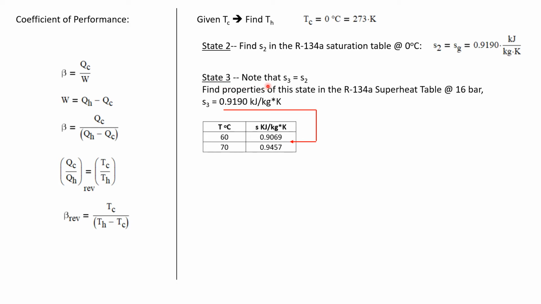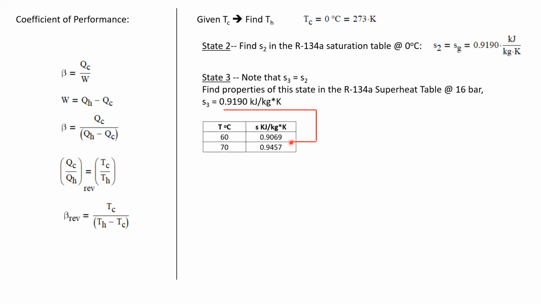Now in state 3, we'll note that S3 is equal to S2 because that's a constant entropy process. And so now state 3 is defined as R134A. It's superheated, and it has a pressure of 16 bar. And the other independent property we know is that its specific entropy is 0.9190 kilojoules per kilogram K. So in the superheat table, we can look at the subtable, which is at 16 bar. And we're looking for this value of 0.9190.